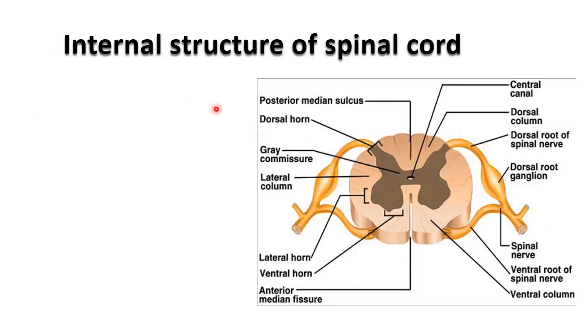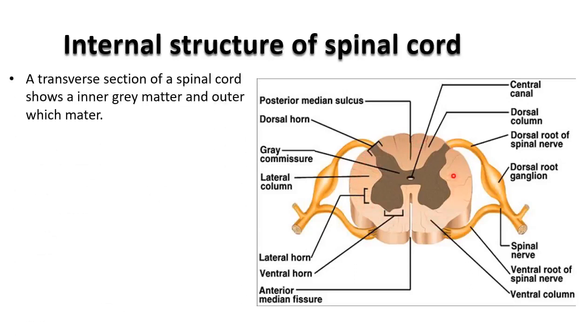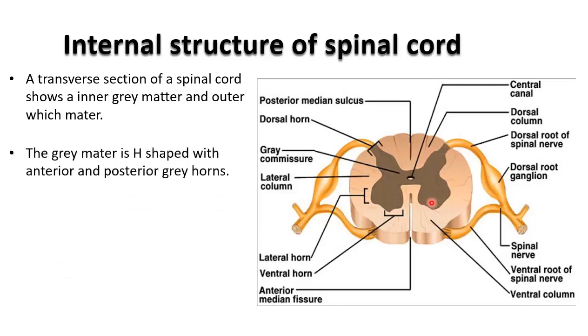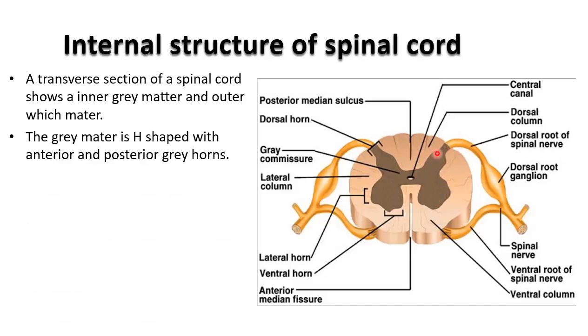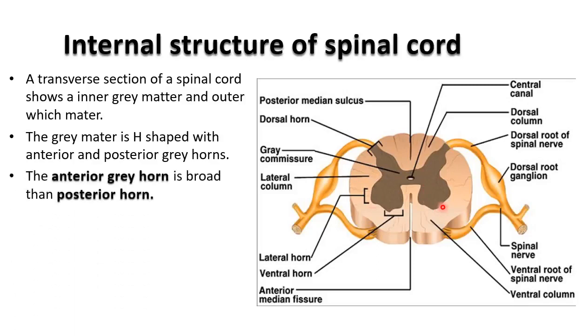So coming to the internal structure of the spinal cord, a transverse or cross section at any level. The spinal cord appears like this, with inner gray matter and outer white matter. The inner gray matter is roughly H-shaped or butterfly shaped, which has a posterior horn which is somewhat slender or narrow compared to the anterior horn which is broader.